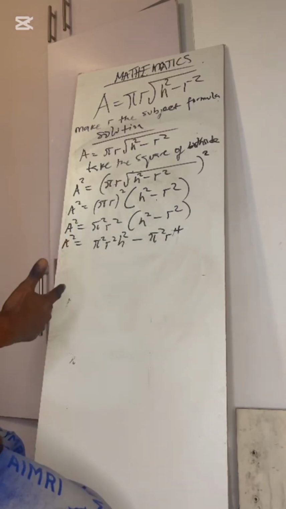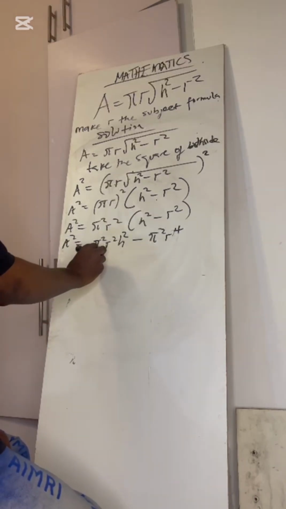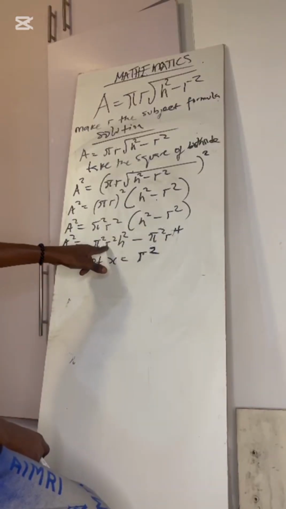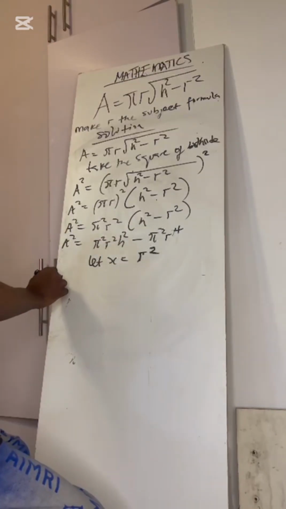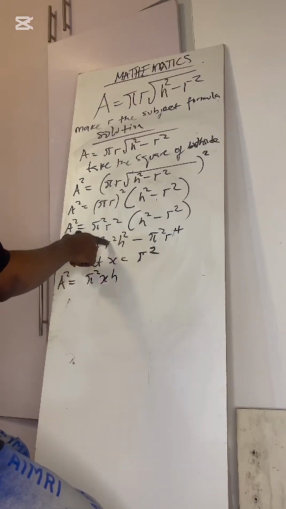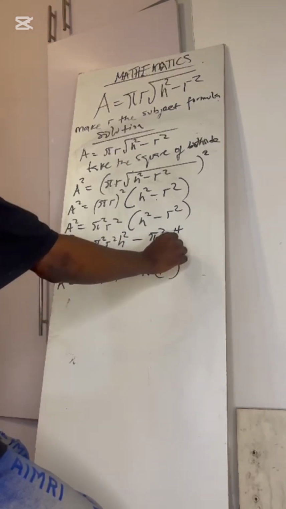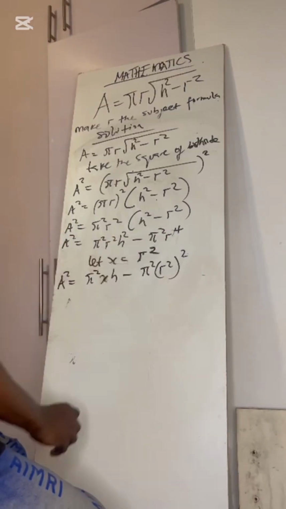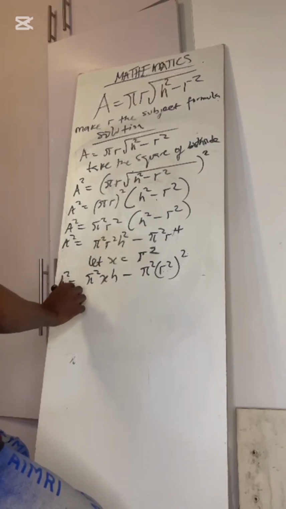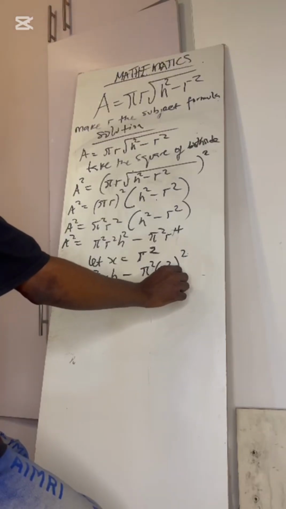From here we can decide to use the general formula method. Before then, we are going to say let x be equal to r square. So anywhere we see r square, we are going to put x. So we have a square is equal to pi square h times r square, which becomes x, minus pi square r square squared. Now r to the power 4 is the same as r square squared, so in place of r square we put x. So we have a square is equal to pi square x h minus pi square x square.